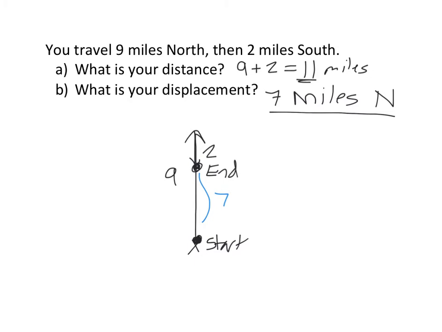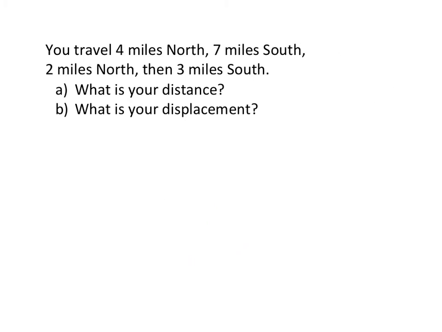So let's look at another one like this. Here I have a lot going on. I could sketch this out, but it kind of gets ugly fast. So 4 miles north, and then I go 7 south. I can easily lose track of where this is. And then 2 north, and then 3 south. You can sketch it out, but the easier thing to do is just to lump things together.